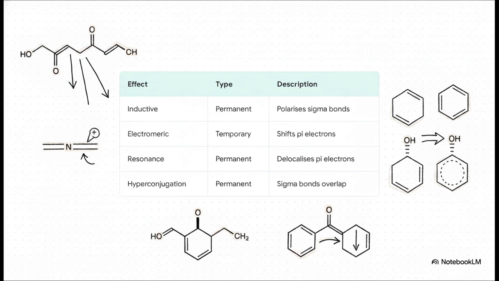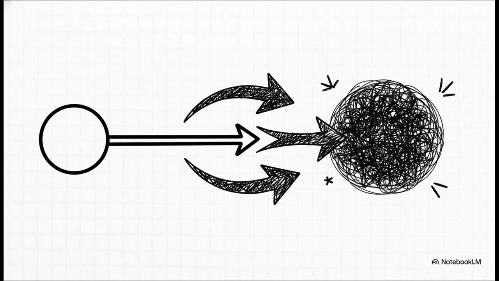Think of these effects as the underlying gravity of the molecule. We have the inductive effect, which polarizes sigma bonds, the temporary electromeric effect, which shifts pi electrons when a reagent approaches, resonance, which stabilizes molecules through delocalized pi electrons, and finally, hyperconjugation, which does something similar but uses sigma bonds instead. Let's focus on the inductive effect for a minute.